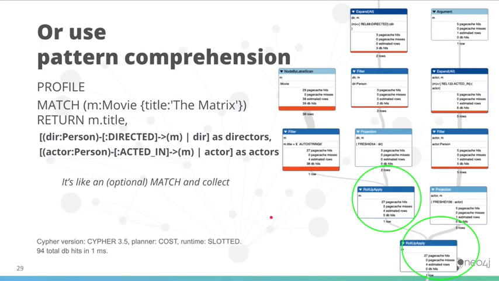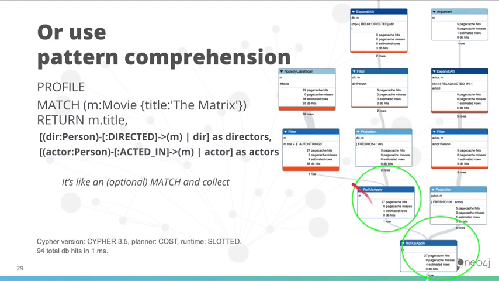We can also use a little trick called pattern comprehension, which was introduced in Neo4j 3.1. Now this looks a little bit weird, but we're using square brackets indicating that we're working with a list. We've got a match pattern in here, and we're extracting the dir variable here. So this is matching out from the matrix to the directors, and the directors are populating this list. Likewise for actors. It's like an optional match and collect.